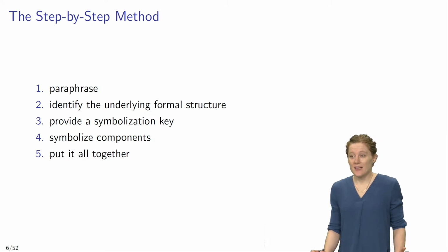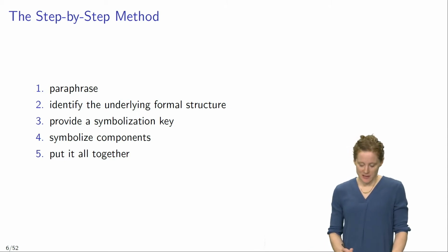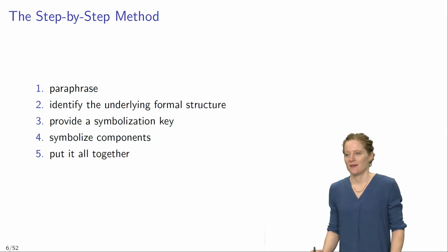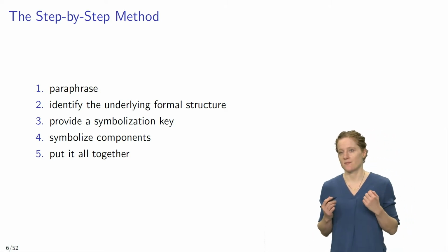Okay, these were really simple examples. Often we want to symbolize more complicated sentences. And in those cases, it is helpful to have a strategy. So I want to suggest to you a 5-step strategy. Whenever you want to symbolize a more complicated English sentence, it helps to proceed as follows.